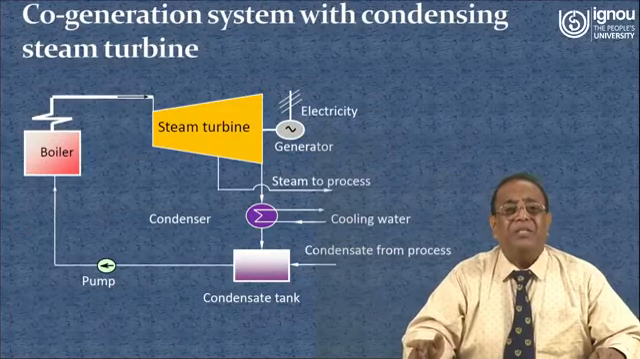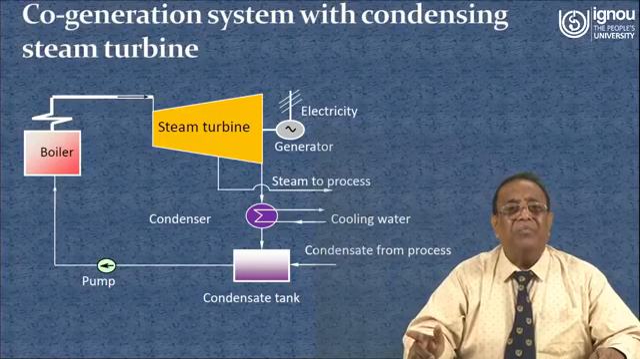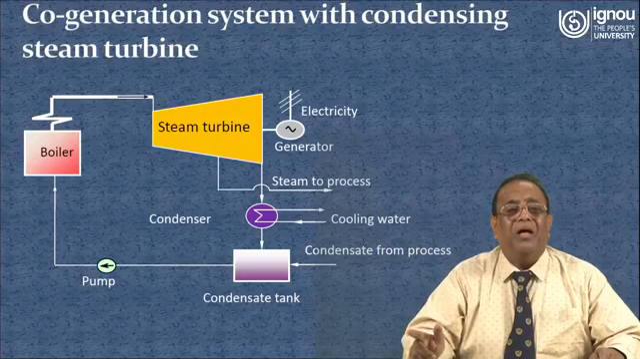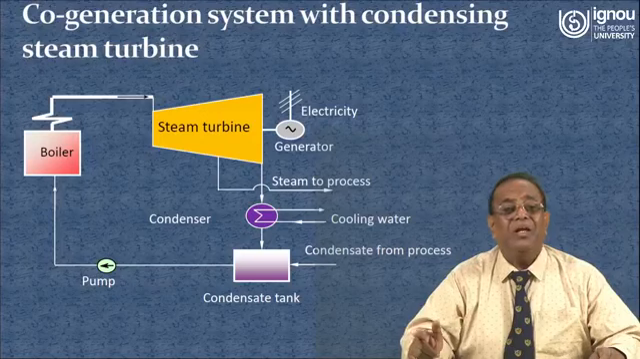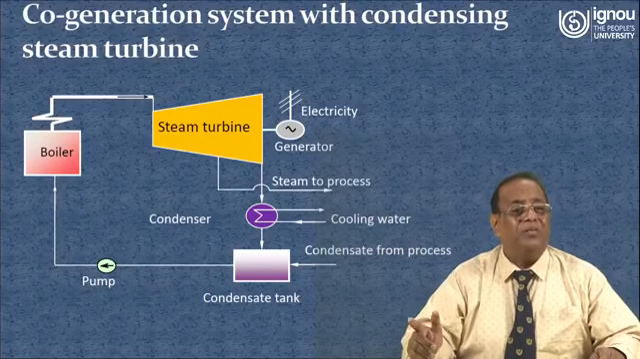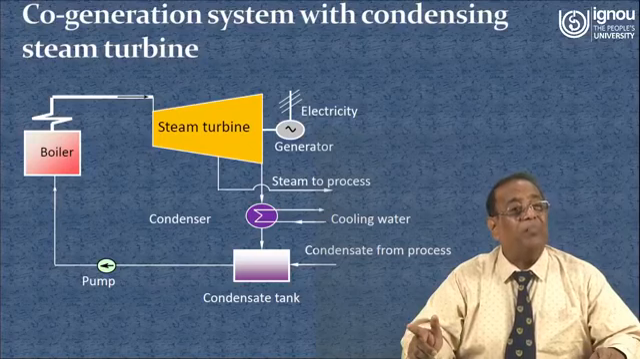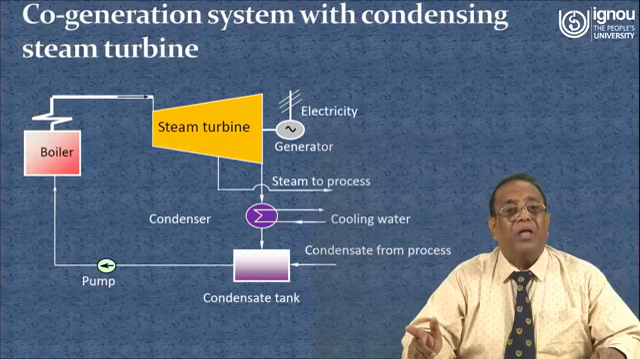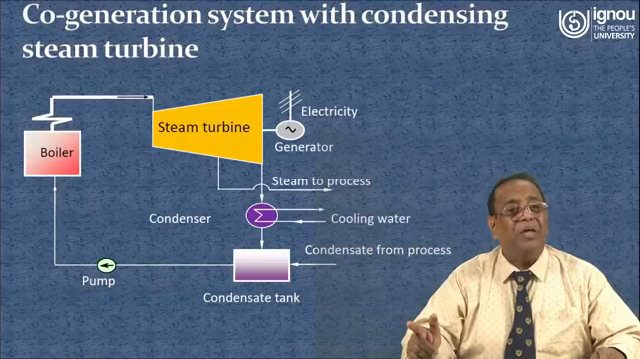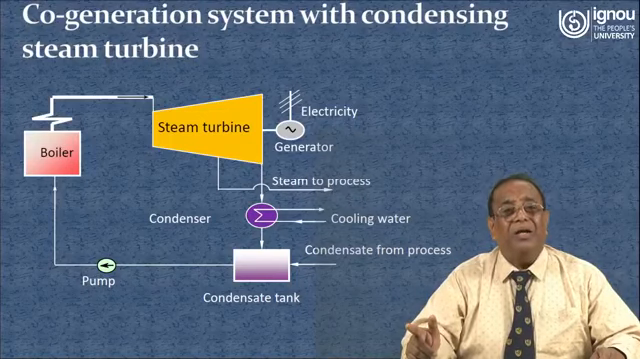This is a schematic of cogeneration system with condensing steam turbine. You might have heard about the steam power plant, where there are four important components. One is boiler, which produces high pressure, high temperature steam by burning coal. The high pressure, high temperature steam enters into the turbine and the expansion of steam takes place in the turbine, thereby does work.